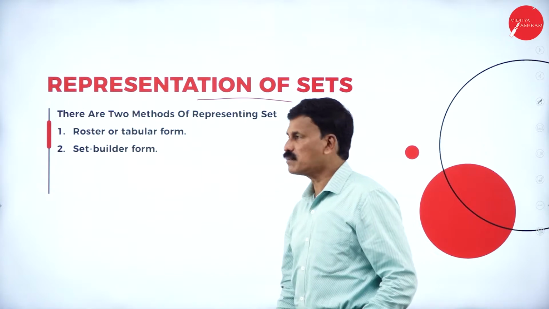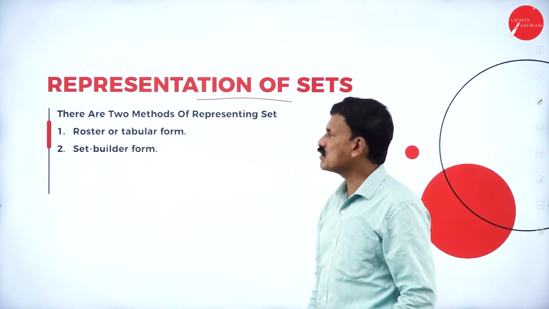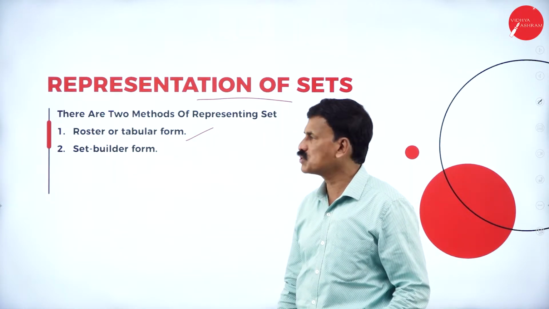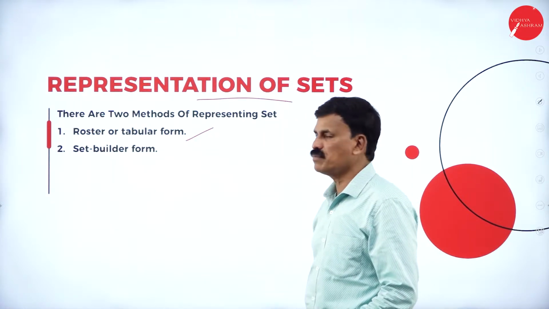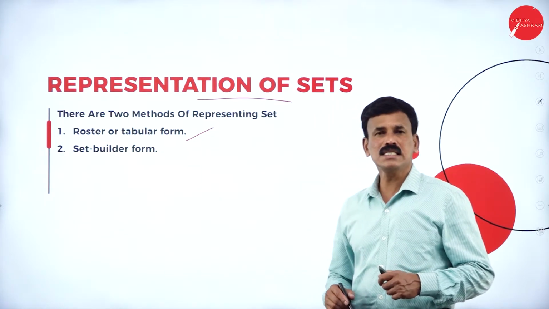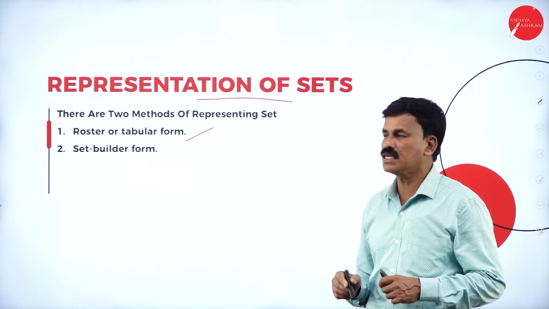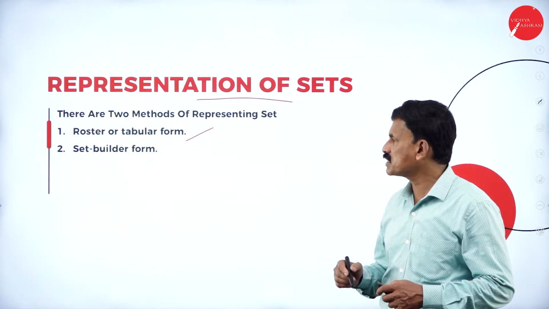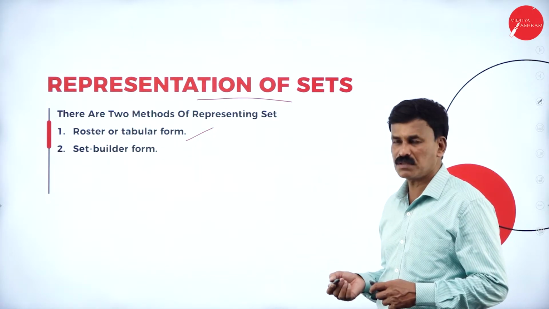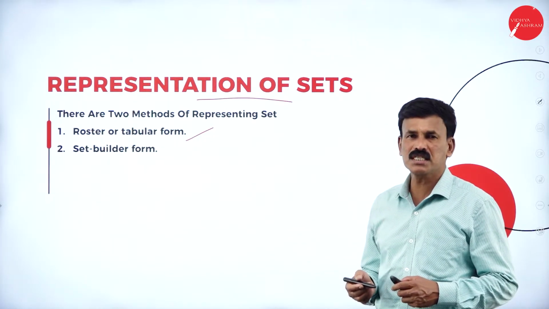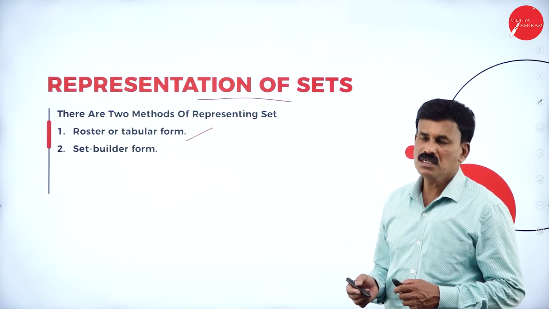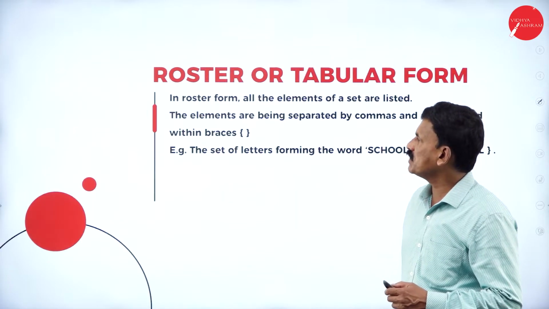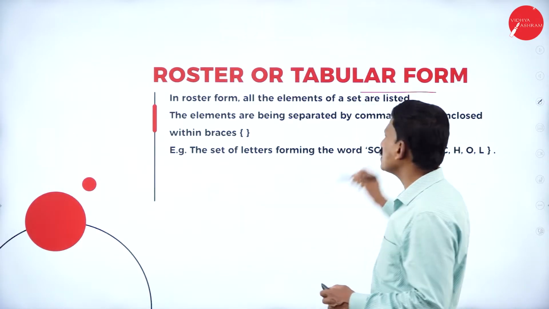Sets are represented by two methods. The very important methods are the roster method and the set builder method. The roster method is also called the tabular method. Usually a set is represented in two ways: the first one is the roster form or tabular form, and the second one is called the set builder form or set builder method. Now let us know in detail what the roster form or tabular form is.